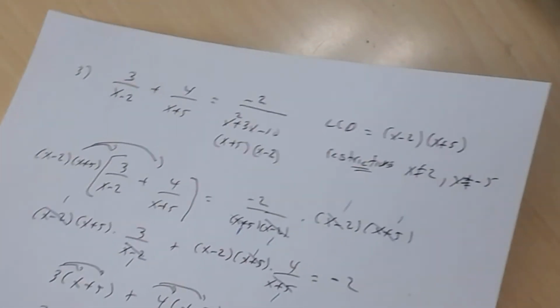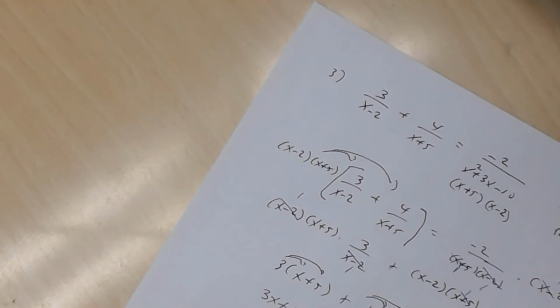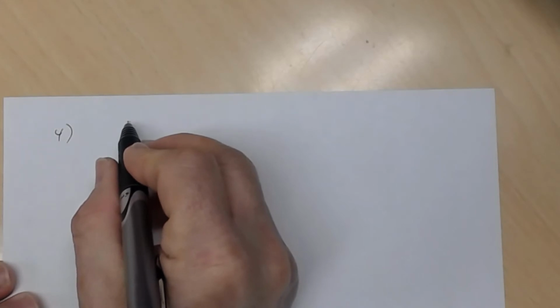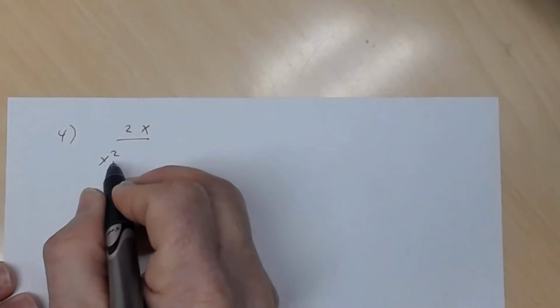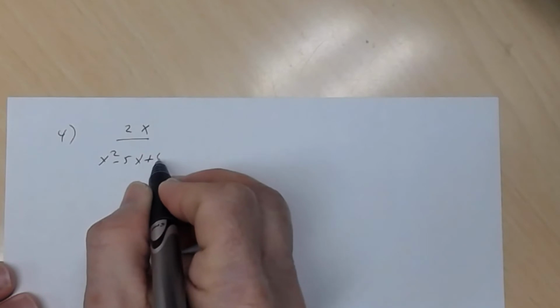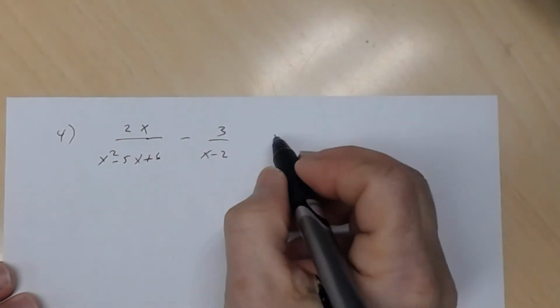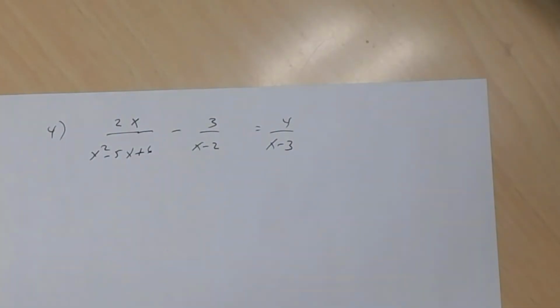Okay, let's look at another one. Number 4, let's suppose we had 2x divided by x squared minus 5x plus 6, minus 3 divided by x minus 2, equals 4 divided by x minus 3. Okay? All right.